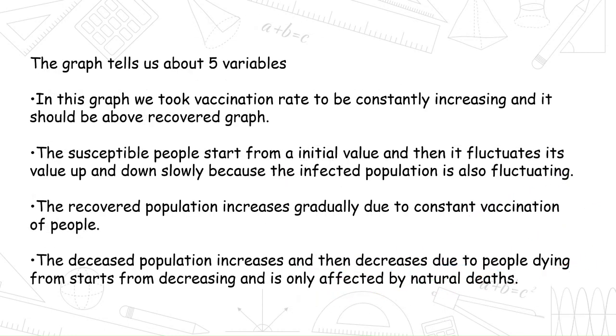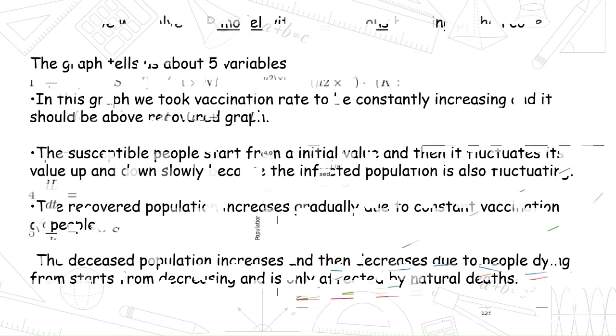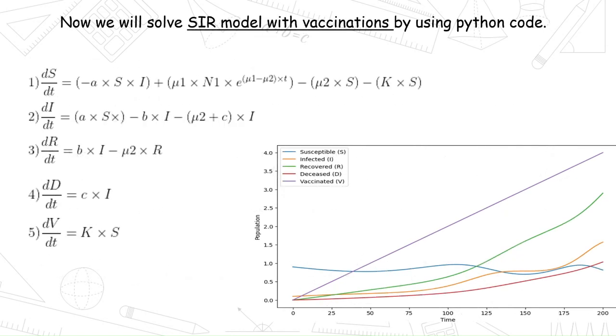The susceptible population starts from an initial value and then fluctuates up and down slowly because the infected population is also fluctuating. The recovered population increases gradually due to constant vaccination. The diseased population increases and then decreases, as deaths are only affected by natural deaths. As you can see in the graph, the green shows the recovered, red shows the diseased, yellow shows the infected, blue shows the susceptible, and purple shows the vaccinated.